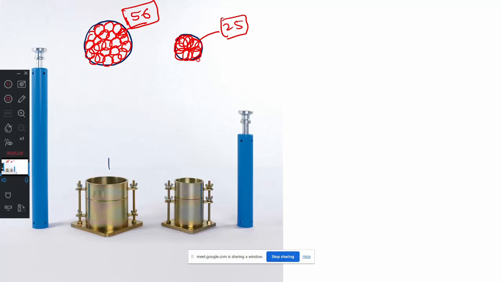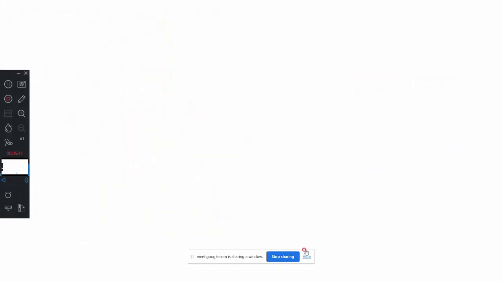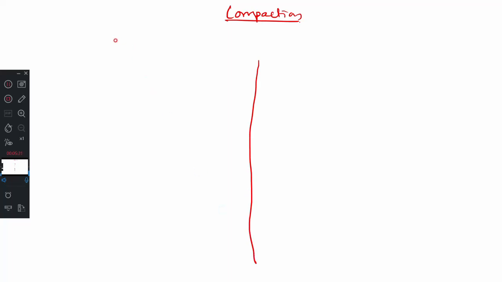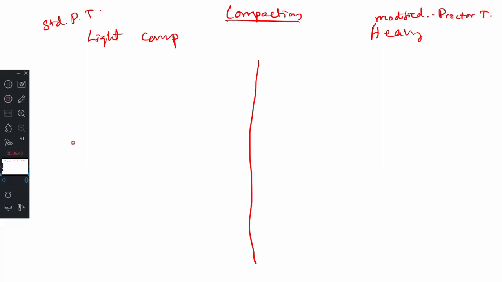Now, I will make a table here so that you can understand very easily. This is your compaction. We have two types of compaction: light compaction, and heavy compaction, or you can call it modified compaction. The standard Proctor test, and this is the modified Proctor test. Right, now look here.